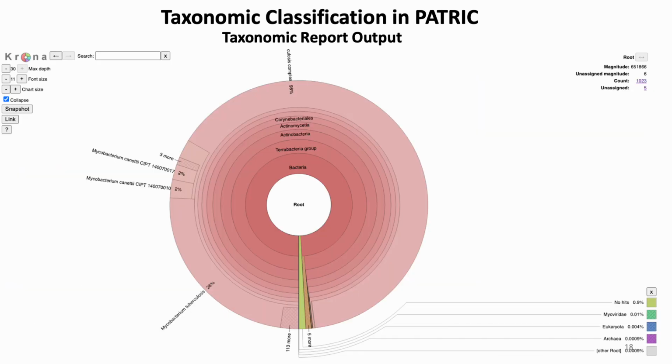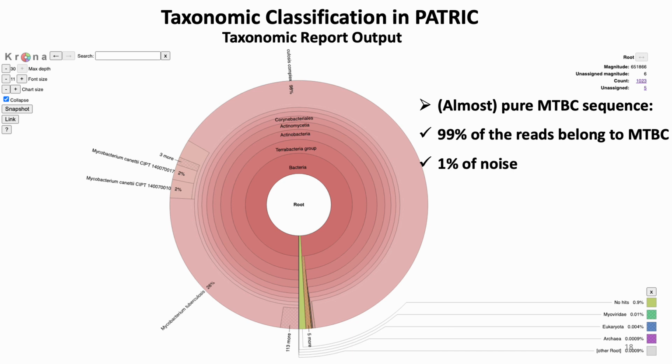So here you can see the output of a Kraken analysis of a FASTQ file. And as you can see here, we have 99% of the sequence reads which belong to Mycobacterium tuberculosis. And we have 1% of noise that can be some contamination present in the culture, or some contamination that happened during the DNA extraction or library preparation. But we can consider this as a high quality FASTQ file.